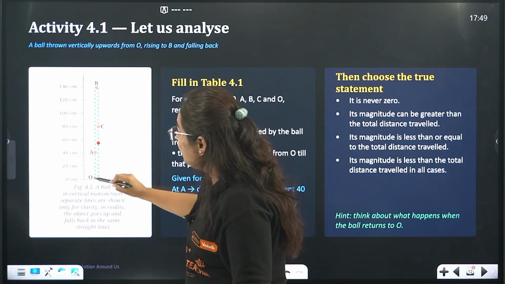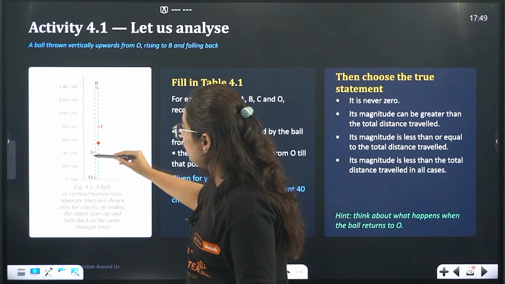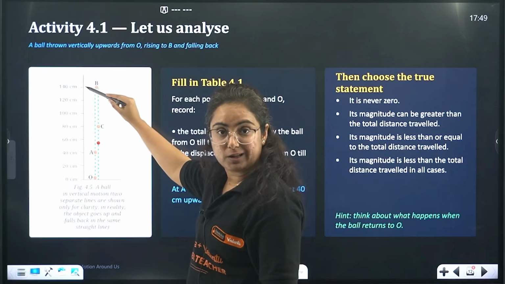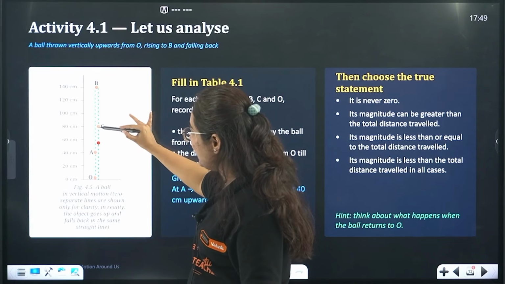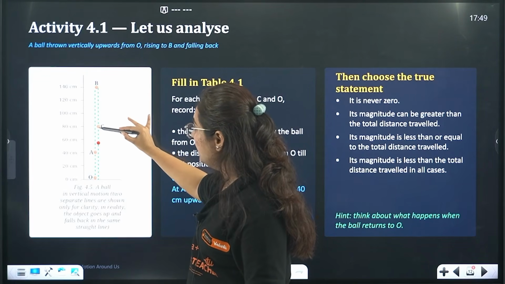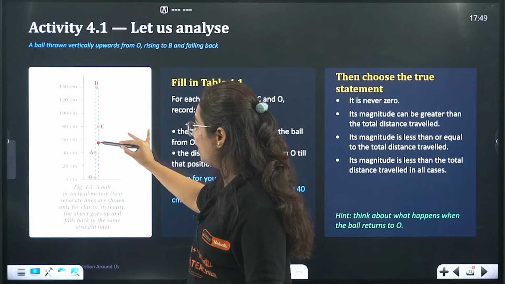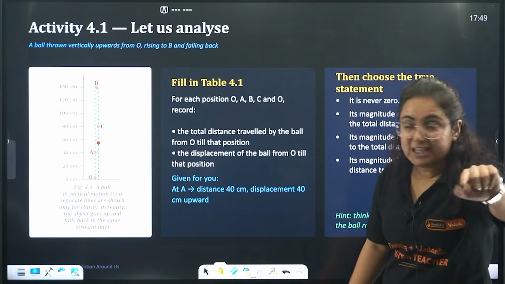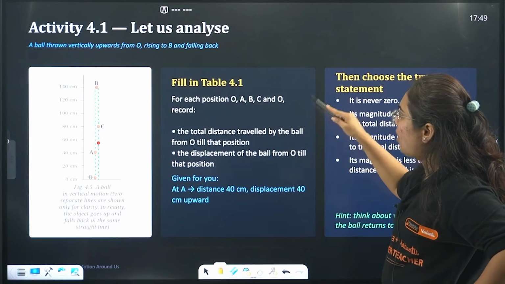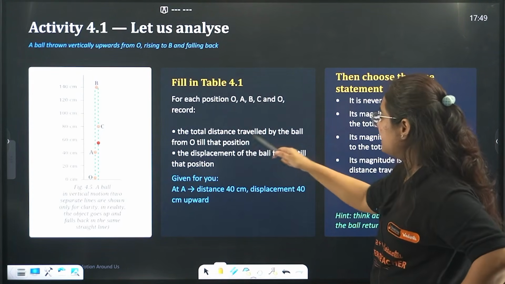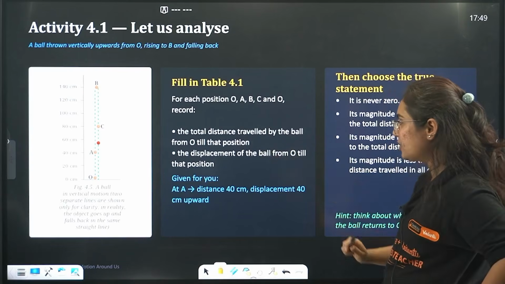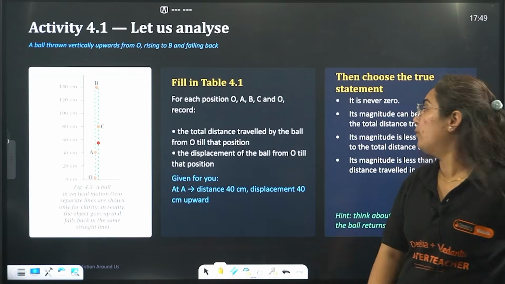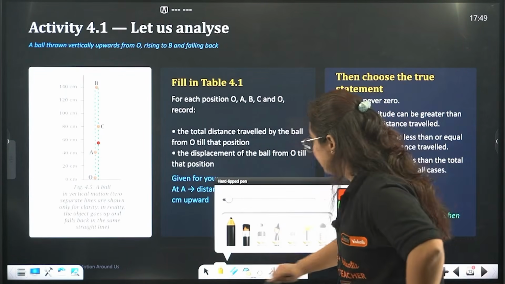See, this ball moved from 0 to A, covered 40 centimeter, then reached B, 140 centimeter, came back to point C, covered 80 centimeter, reached somewhere between 60 to 40 centimeter, and then came to its original position. For each position 0, A, B, C, O, record the total distance travelled by the ball from 0 till that position, and the displacement of the ball from 0 till that position, and this is our work that we have to do. Right? Let's start this.